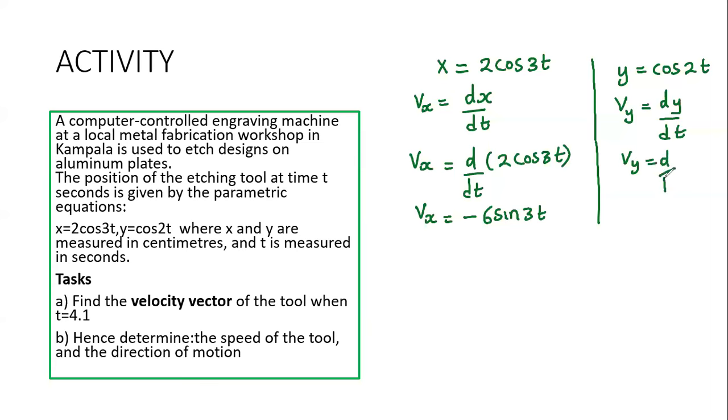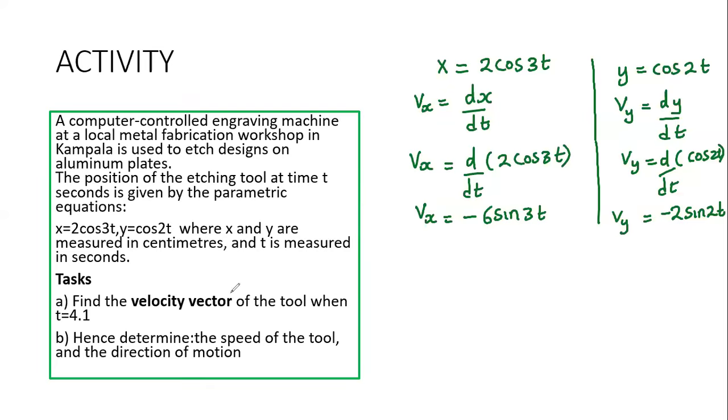Take us through the second one for Vy. dy/dt to be negative 2 sine of 2t. Very good. Thank you, Dr. Peace. Now, those are our vector components for velocity in the I and then the J.